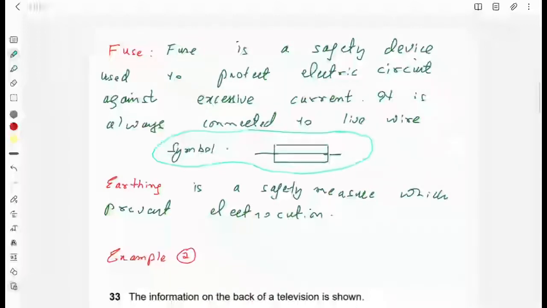And always remember that earth wire is connected to casing of an electric appliance, and in case of leakage of current, the fuse melts and the current stops flowing, and this prevents electrocution.